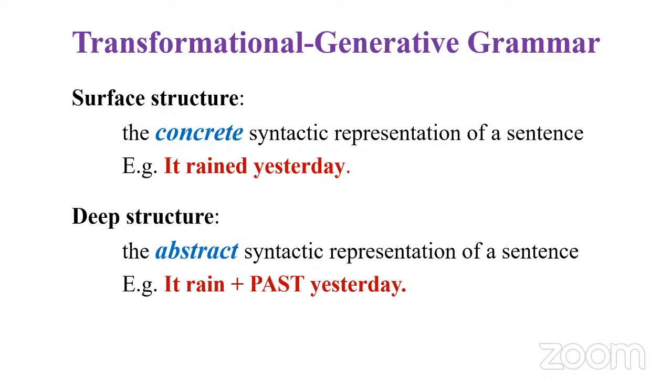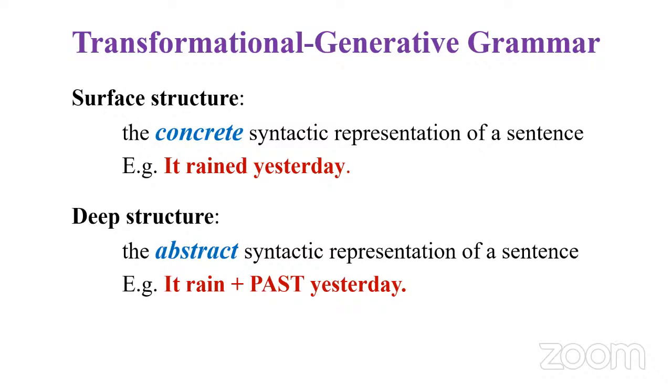Under this grammar, he came up with this understanding. When we say something, it's a kind of performance. When we utter something, what we get on the surface is called surface structure. That is what we utter and what we hear. It is the concrete syntactic representation of a sentence, which is tangible. For example, when I say it rained yesterday, you can hear it. So I'm performing. It is called performance, one of his key terms.